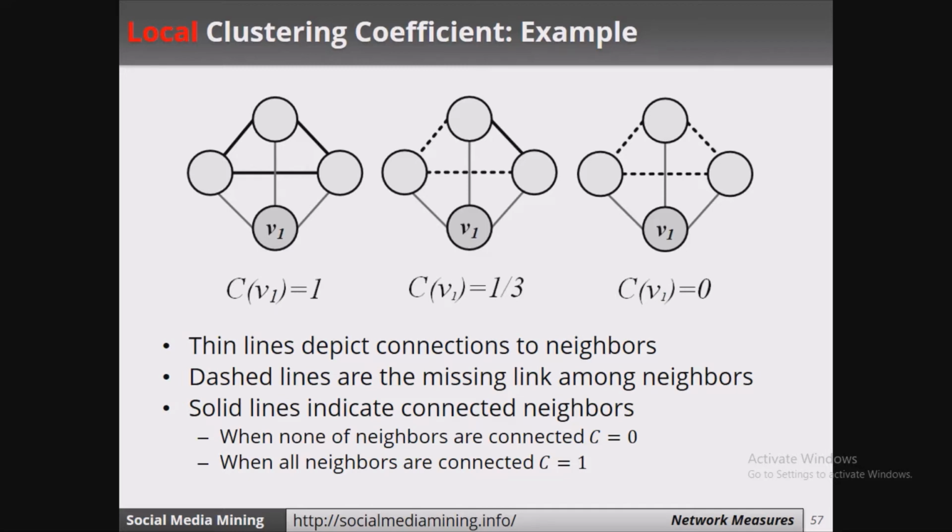In the second graph, again V1 is connected to 3 neighbors, so the denominator will be 3. But how many neighbors of V1 are connected here? Only one edge, so it is 1 by 3. In the third case, V1 is connected to 3 nodes, but none of its neighbors are connected to each other. So the local clustering coefficient in this case will be 0.